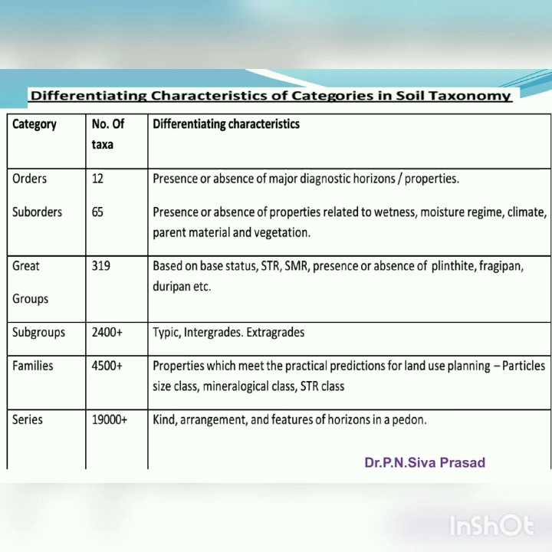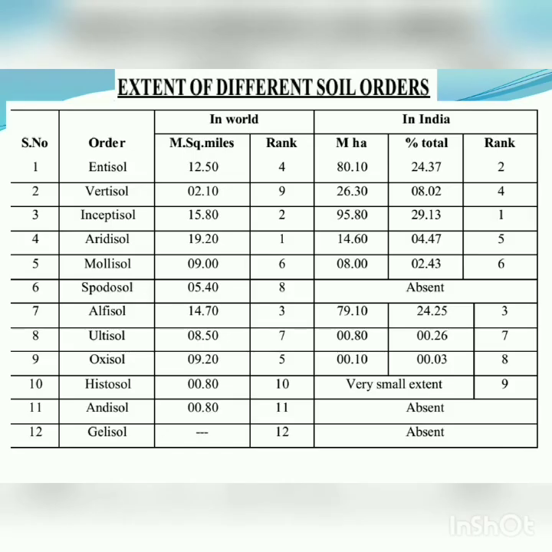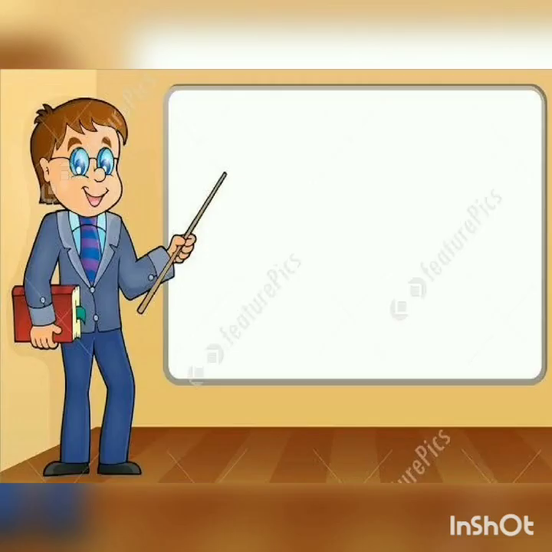There are 6 categories in soil taxonomy. Highest category is order and the lowest category is series. There are 12 orders. These 12 orders can be remembered by using the phrase Avagami house. In India, gelisols, andisols, and spodosols are absent. Highest order is inceptisols in India. Second is entisols.